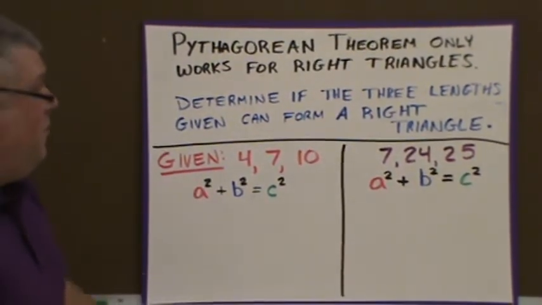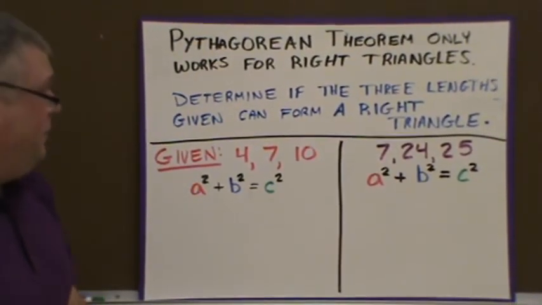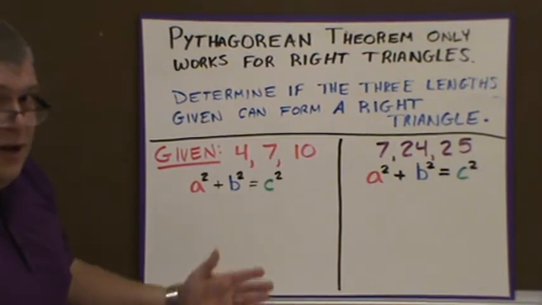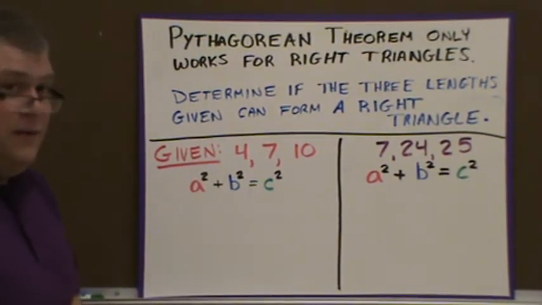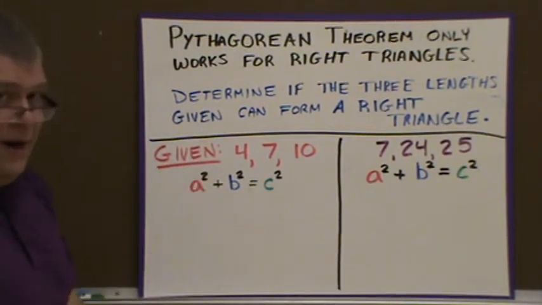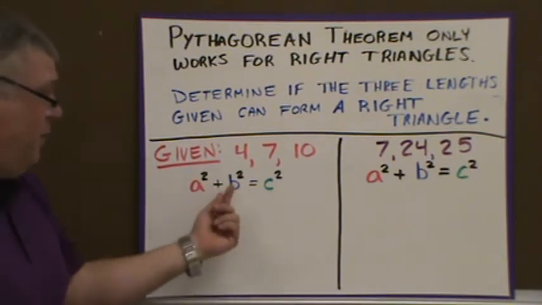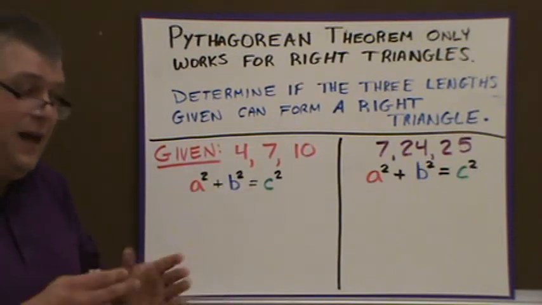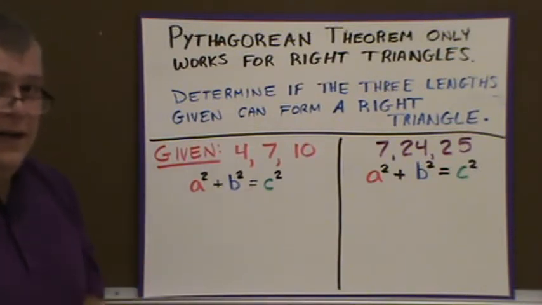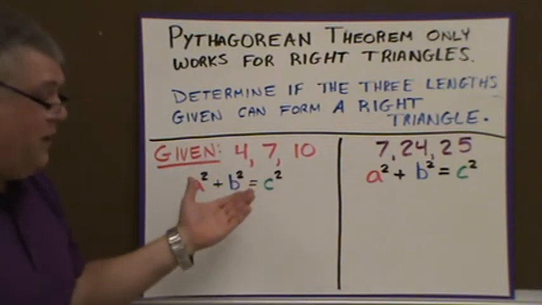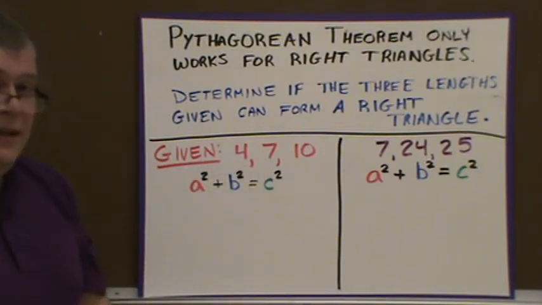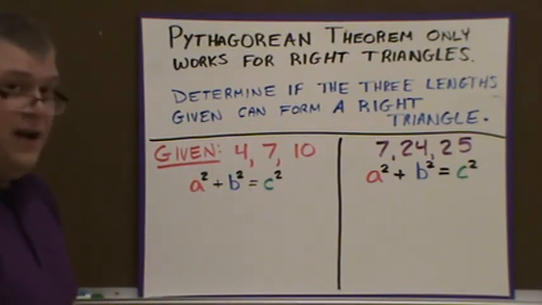The Pythagorean theorem only works for right triangles. So you may be asked to determine whether the three lengths you're given can form a right triangle. If those three lengths plugged into the Pythagorean theorem have both sides equal, then yes, it can form a right triangle. If both sides are not equal, then no, those three lengths cannot form a right triangle.